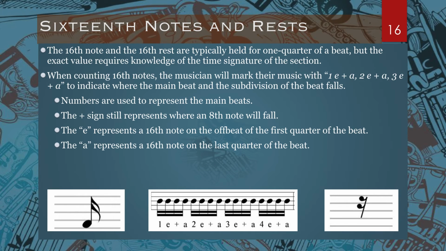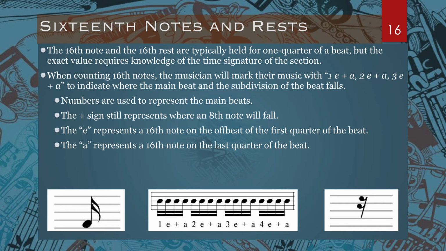The next note value you need to know about is the 16th note and the 16th rest. These are typically held for 1/4 of a beat, but the exact value requires knowledge of the time signature of the section, so that's something you'll learn about later. For now, just know that there are going to be 16 16th notes in a whole note, and they're typically held for 1/4 of a beat.